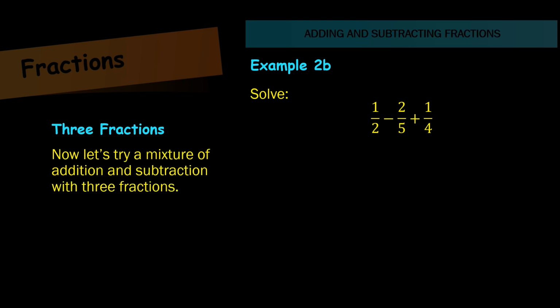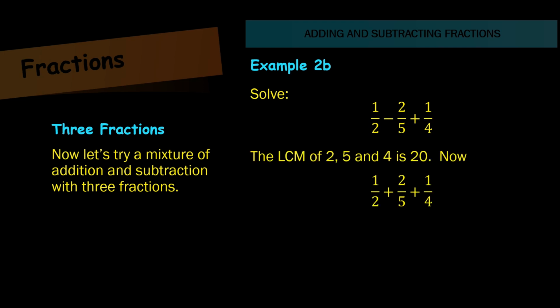Now let's simplify this expression. As before, convert the fractions so the denominators are the same. The denominators are 2, 5 and 4. The LCM of 2, 5 and 4 is 20, so the denominator of each fraction must be 20.